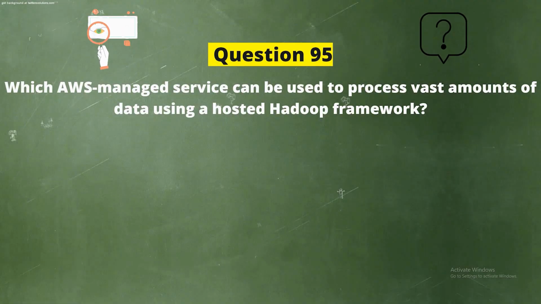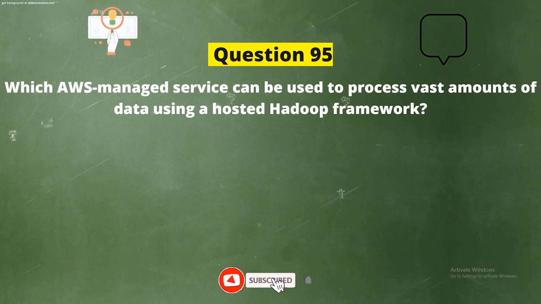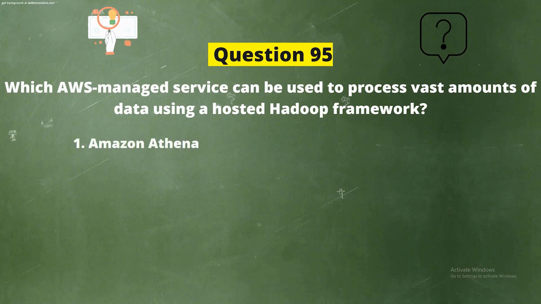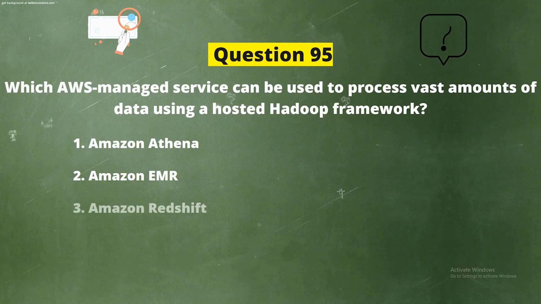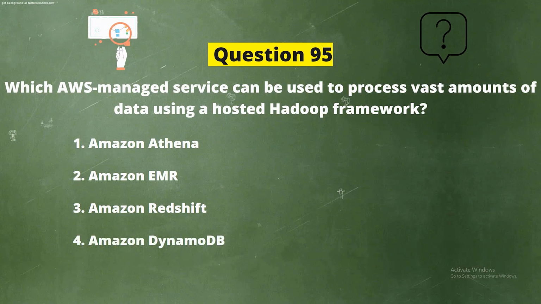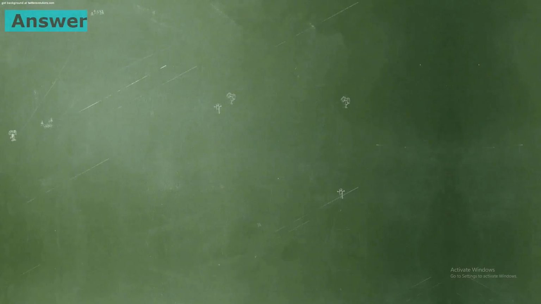Next question. Which AWS managed service can be used to process vast amounts of data using a hosted Hadoop framework? And the options are: Option 1. Amazon Athena. Option 2. Amazon EMR. Option 3. Amazon Redshift. Option 4. Amazon DynamoDB. And the correct answer is Option 2.